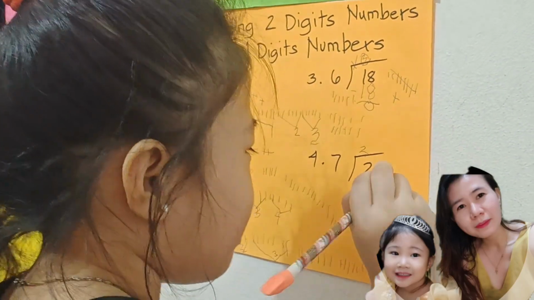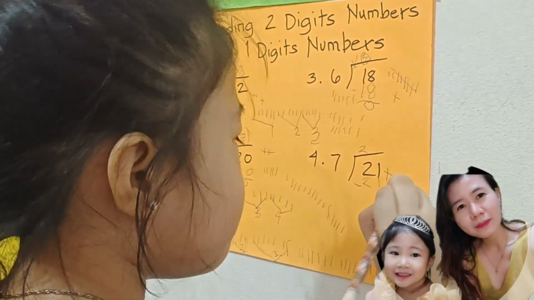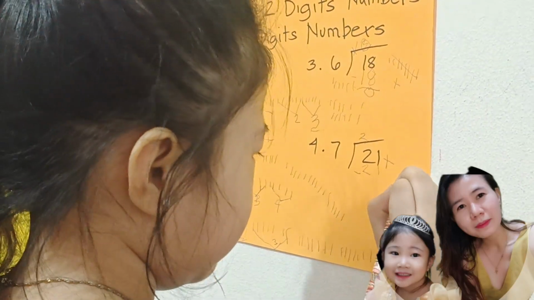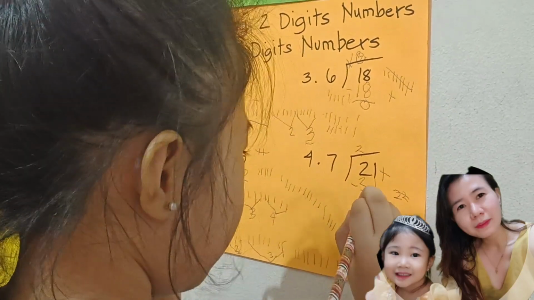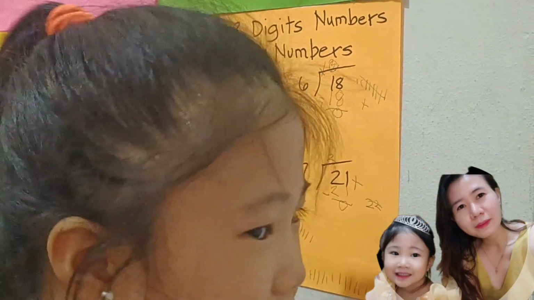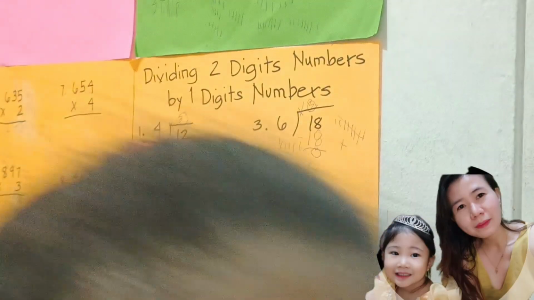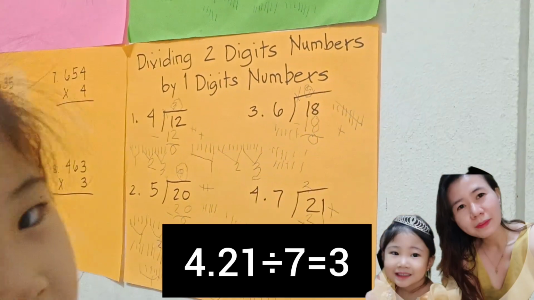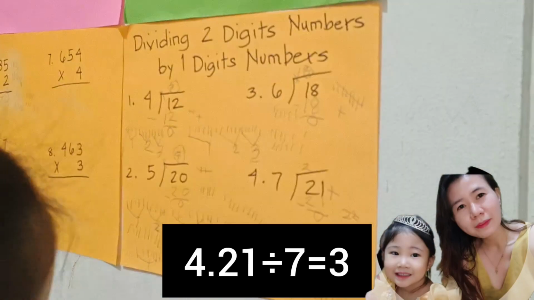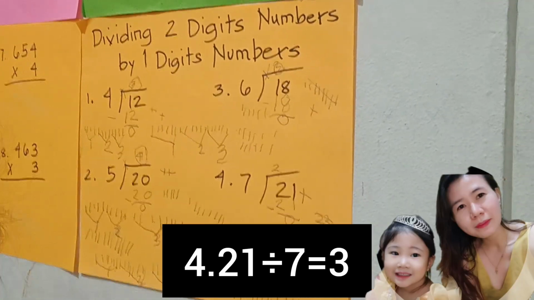Now, 1 plus 2. Okay, 21. Sit down. 21 divided by 7. Your hands. 21 divided by 7 equals 3.